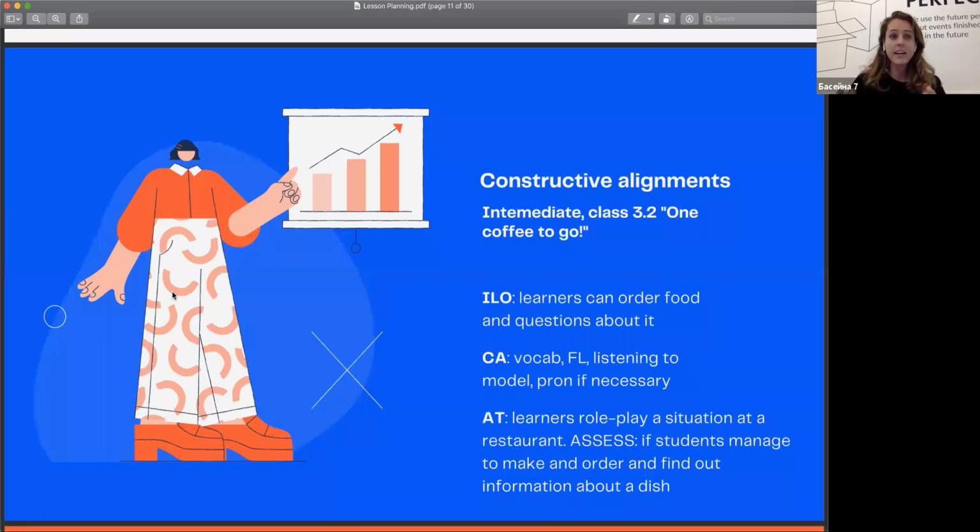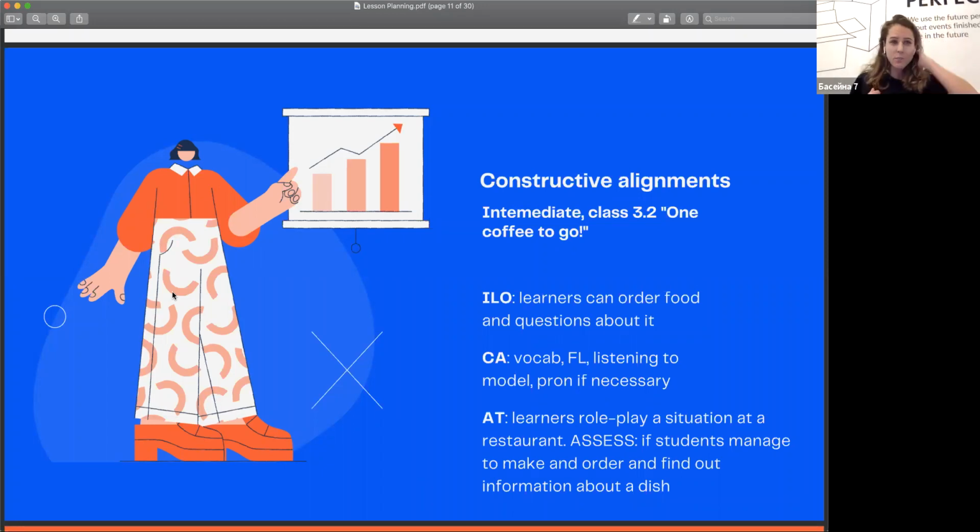So everything leads at the end to the task, and that is going to be an assessment task where I will check if my students can do that or they can't. In our case, in the assessment task, learners role play a situation at the restaurant, and I assess if students manage to make an order and find out information about this order.